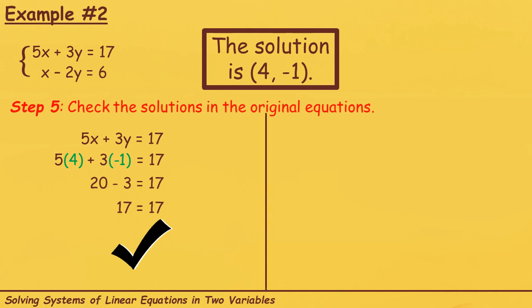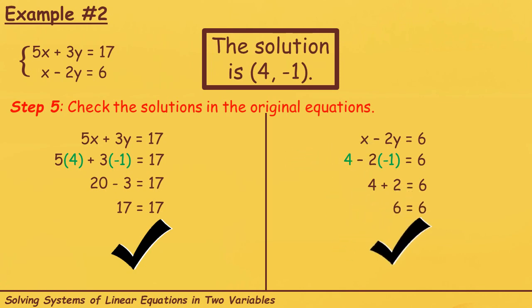How about in the second equation? X minus 2y is equal to 6. Substitute the values of x and y. 4 minus 2 times negative 1 is equal to 6. That will be 4 plus 2 is equal to 6. 6 is equal to 6, and that is also correct. Therefore, our solution is correct, and the solution is 4, negative 1.